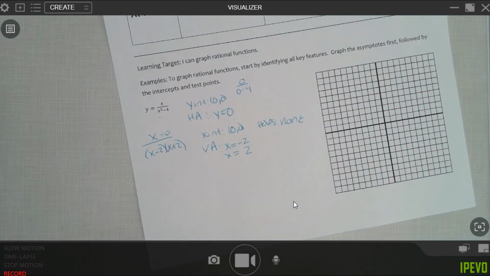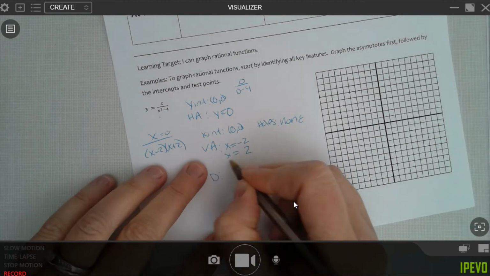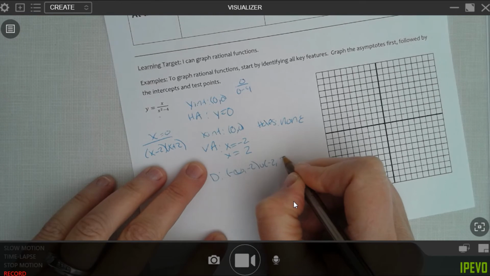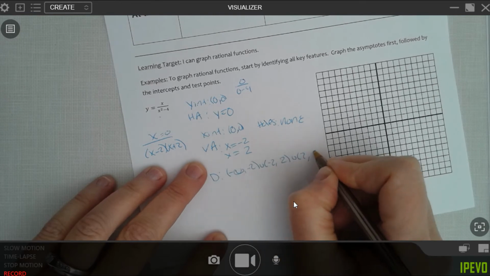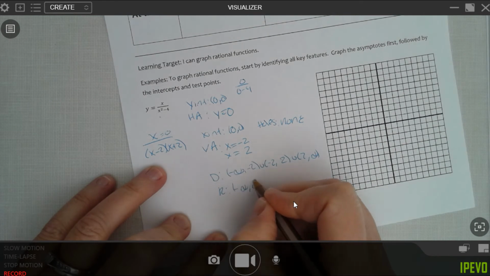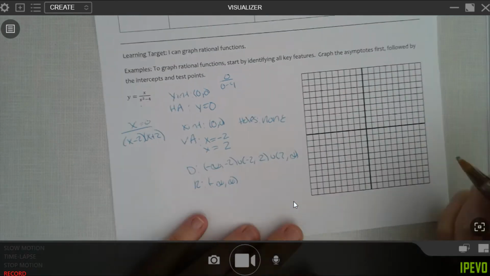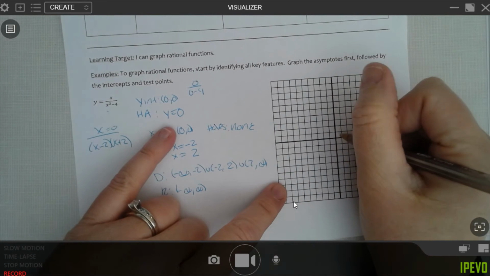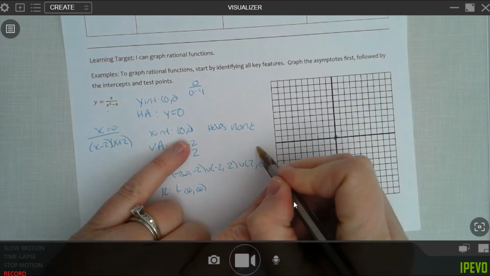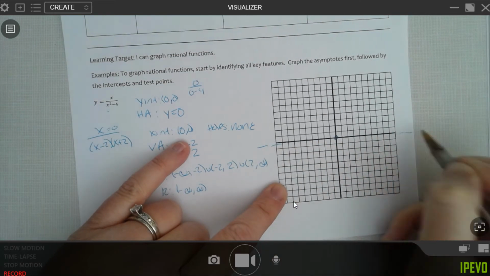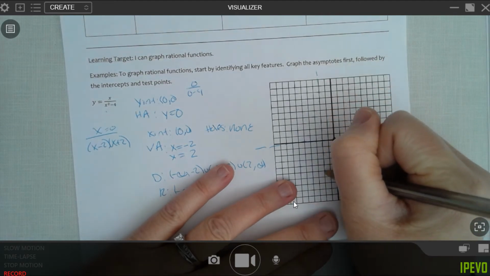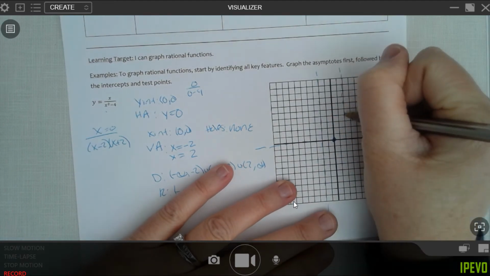So there are no holes. My domain would be excluding my vertical asymptotes. And then my range is going to be -infinity to infinity on this one. The only reason I know that is because I know what the graph looks like. So let's plot everything we know. I know at (0, 0) there's a dot. I also know that there's a dotted line going in this direction at y = 0. There's also a dotted line at x = -2, that's the vertical, and at x = +2.